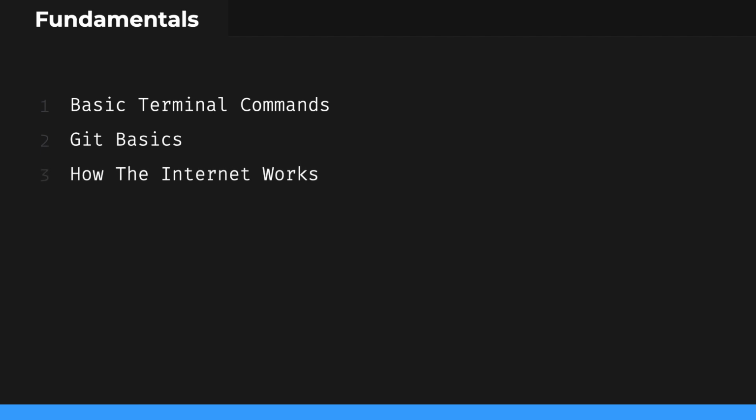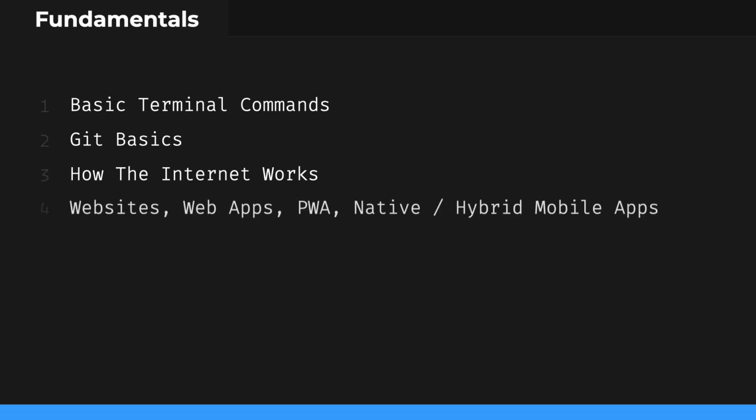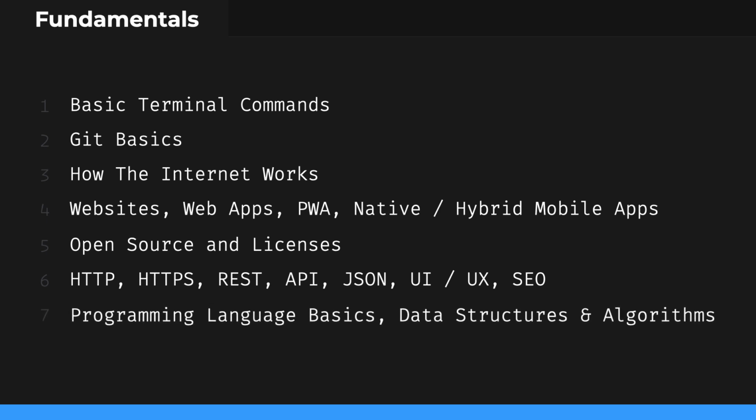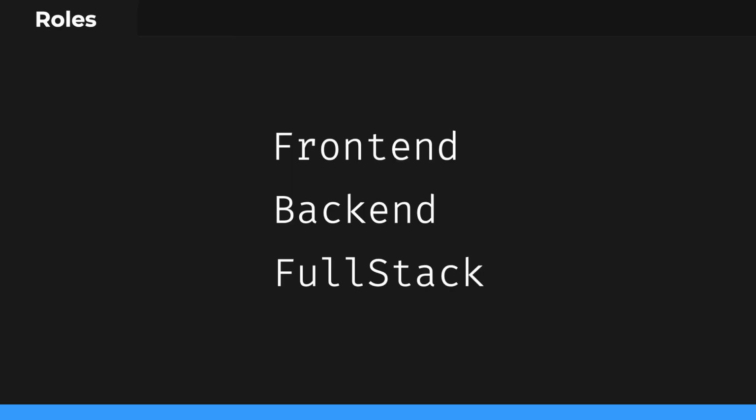You should generally have an idea of how the internet works. You need to know what the difference is between a website, a web app, a progressive web app, or a PWA, and what native hybrid mobile apps are. You need to know what open source means and what different software licenses exist. I'm not going to go through everything on this list, but we've added links in the description below, so do check them out. Once you start learning a programming language, it's very important that you pay attention to your data structures and algorithms.